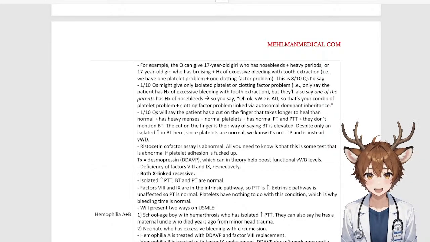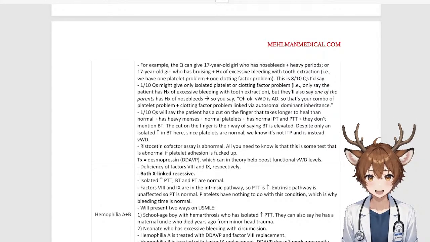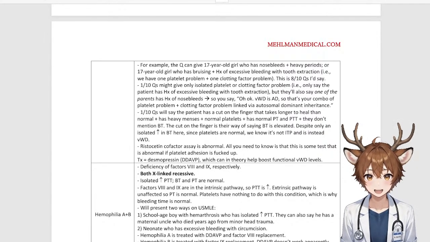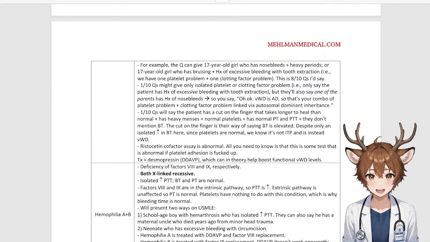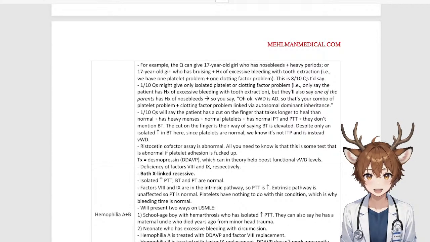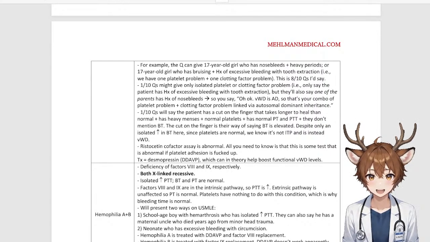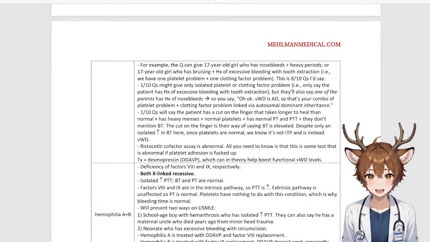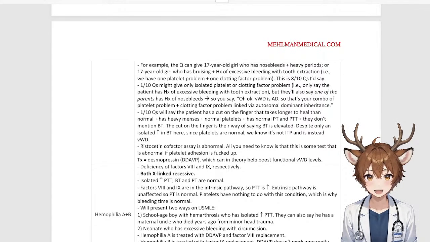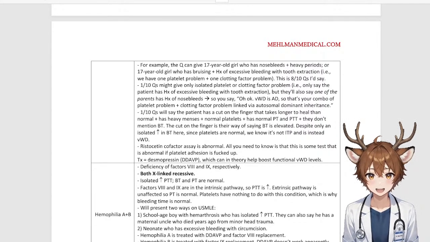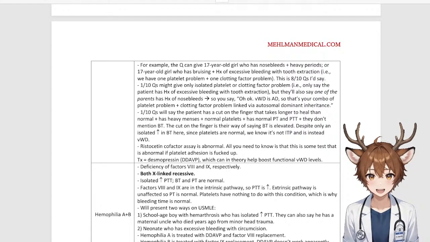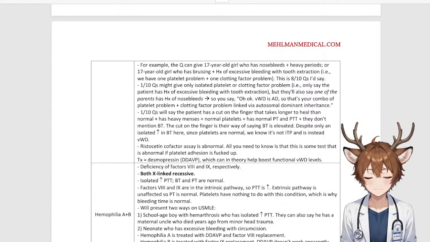Ristocetin cofactor assay is abnormal. All you need to know is that this is some test that is abnormal if platelet adhesion is messed up. The treatment for von Willebrand disease is desmopressin or DDAVP, which can in theory help boost functional von Willebrand levels. You usually don't associate that with this. You might think of nephrogenic DI, but you can in theory use desmopressin to help boost your von Willebrand factor release. Desmopressin is an analog of the natural hormone called vasopressin.